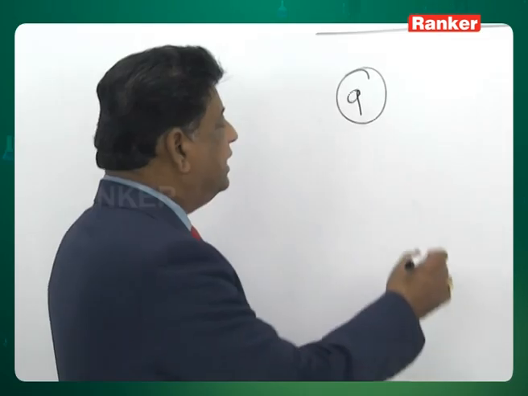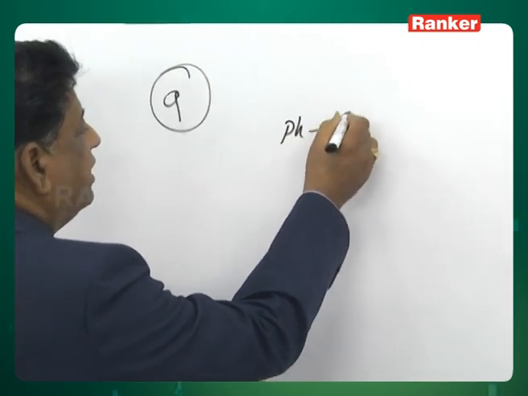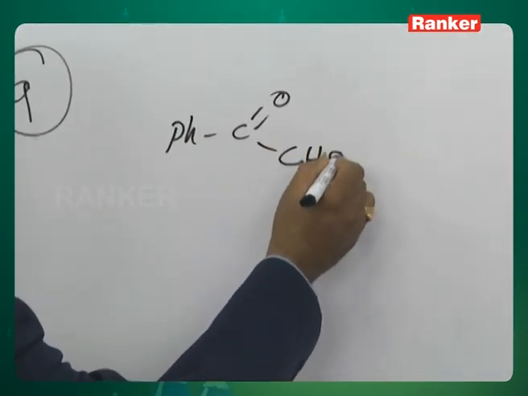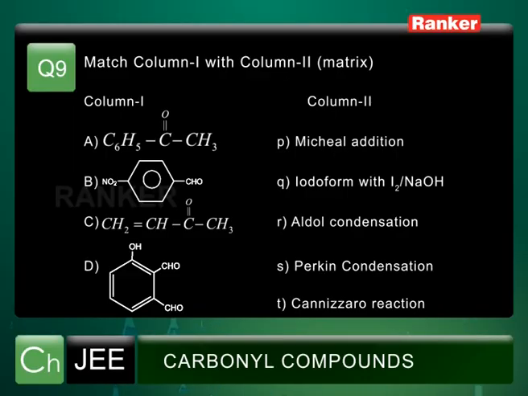So first A, let us examine this acetophenone he has given. We have alpha hydrogen, therefore this can undergo the Perkin condensation. This undergoes the iodoform reaction because CH3 is there. So Perkin condensation and iodoform, that is Q and S, will be for A. And for compound B we have an aldehyde. This aldehyde can go for the Cannizzaro reaction, and it can undergo Perkin condensation, so S and T.